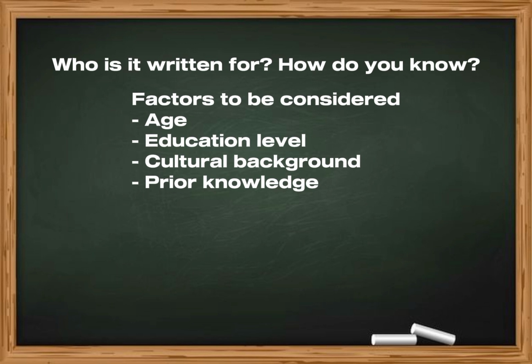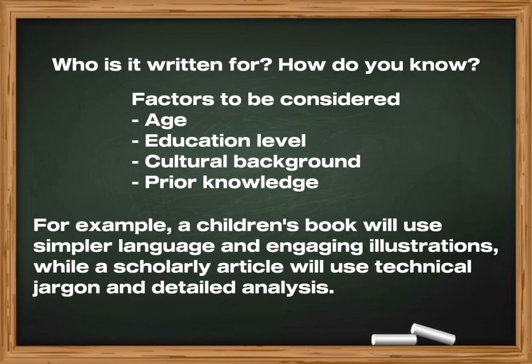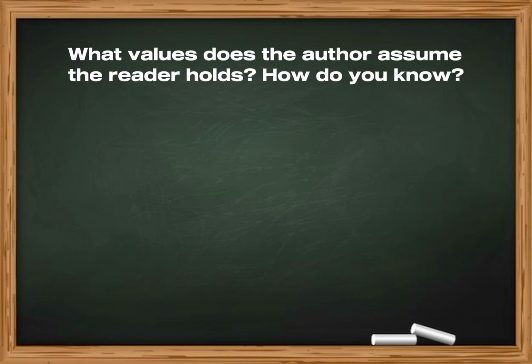Clues about the audience can be found in the language used, whether formal or informal, the types of sentences used, and the overall tone of the text. For example, a children's book will use simpler language and engaging illustrations, while a scholarly article will use technical jargon and detailed analysis.